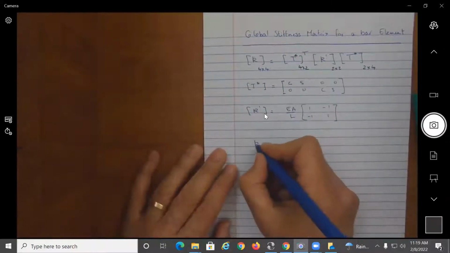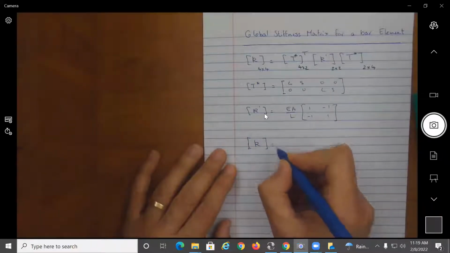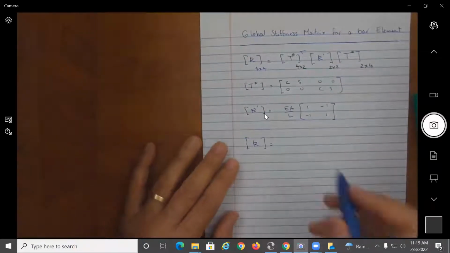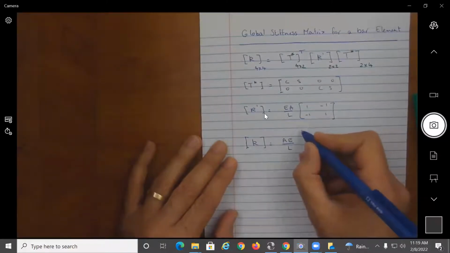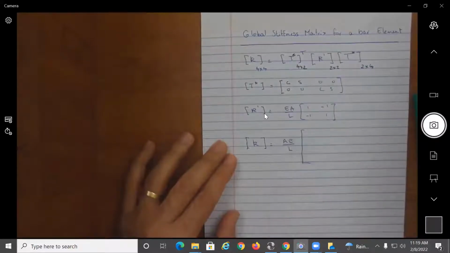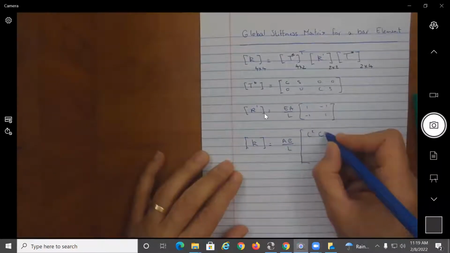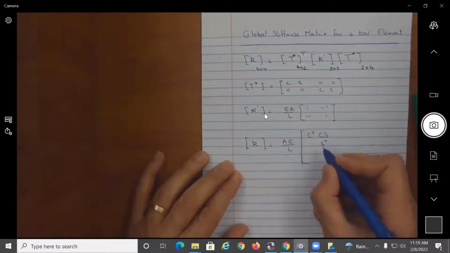We found that this K with respect to the global axis is equal to AE over L multiplied by C squared, CS, S squared, CS.